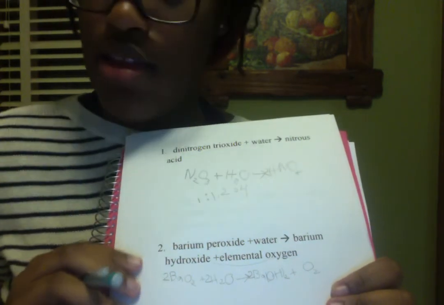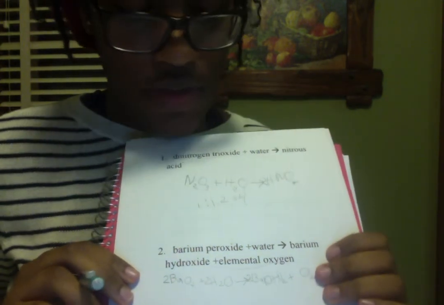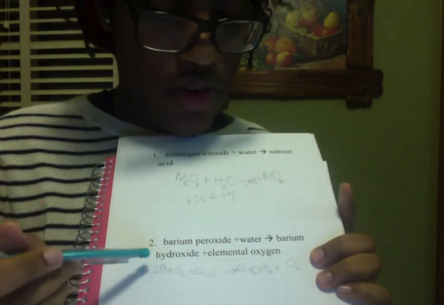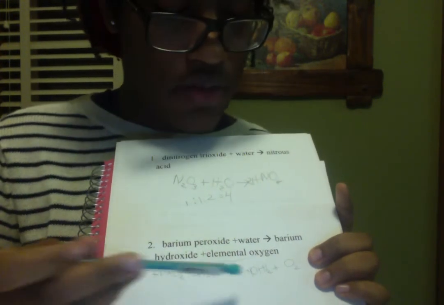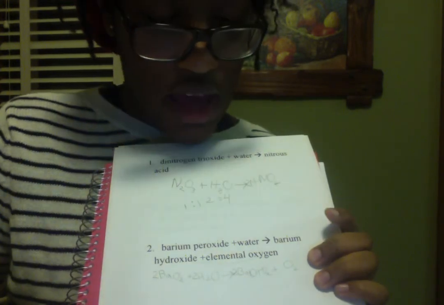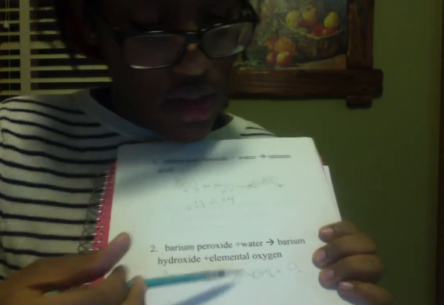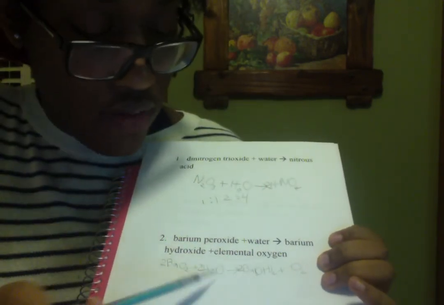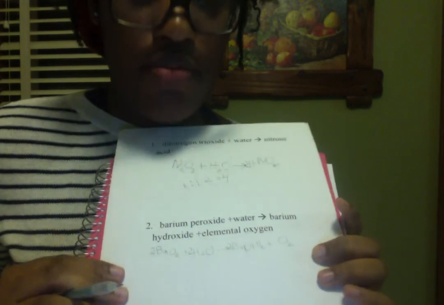And so now our equation should be balanced, but you want to make sure and double check that you have an equal number on both sides. So you have 2 barium, 2 barium, 6 oxygen, 6 oxygen, and 4 hydrogen and 4 hydrogen. So this is now a balanced equation.